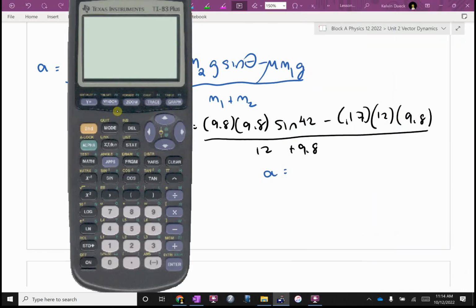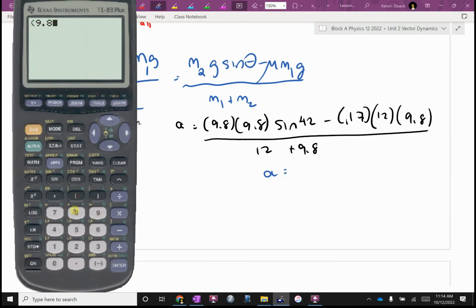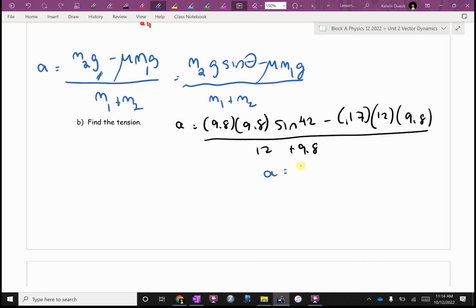Let's see, bracket 9.8. You know what? 9.8 times 9.8 is just 9.8 squared. Sine 42 minus 0.17 times 12 times 9.8. Close off the top, divided by bracket 12 plus 9.8. Did you all get 2.03079 and change? So 2.03 meters per second squared. Valerie, what's B want me to find?